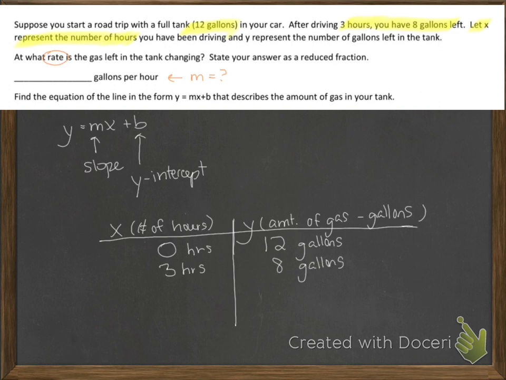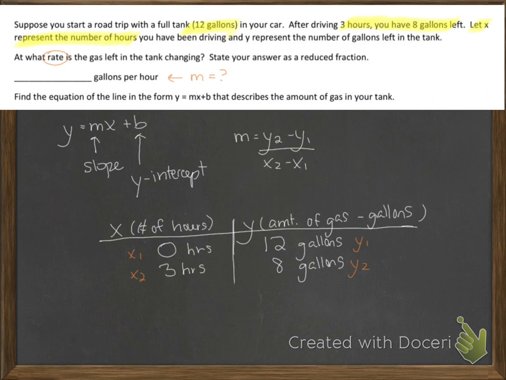Does this make you think of anything? Does this remind you of anything? Well, hopefully it makes you start thinking about that slope formula. Remember, our slope formula is y2 minus y1 over x2 minus x1. So what we can do here is we can call 0 x1, and 12 can be y1, 3 can be x2, and 8 can be y2.